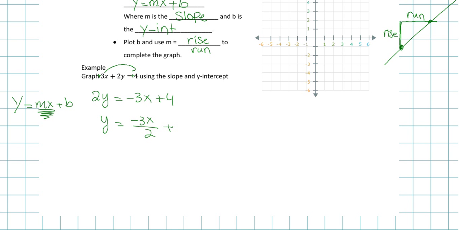So you're going to have to ask yourself, what operation is happening? What kind of operation do I have so I can do the opposite when I bring it to the other side of the equality?